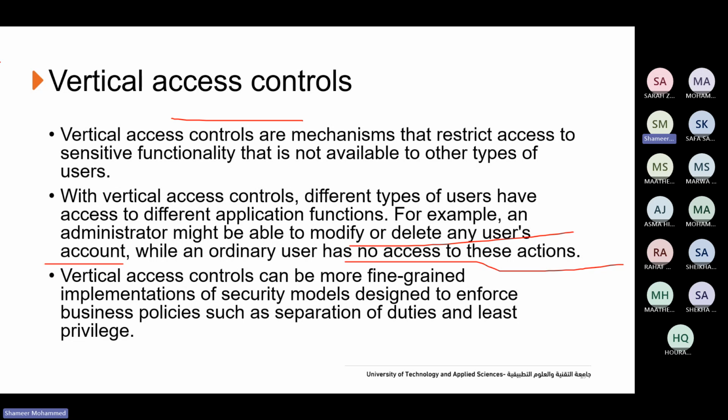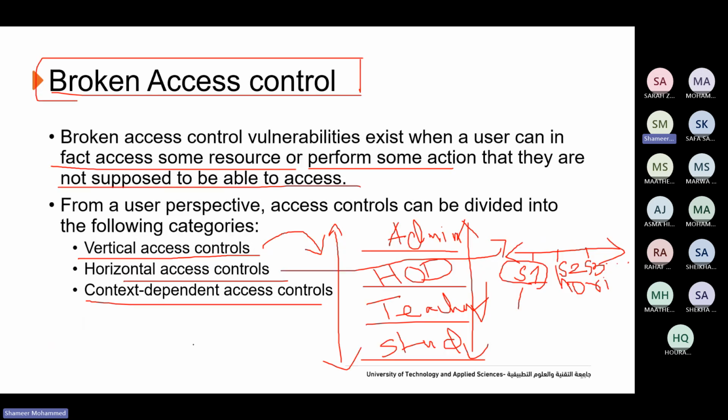So that is the reason we have to implement the policies and privileges. Admin has some privileges: read, write, execute. HOD has some privileges, right? Teacher has some privileges. Student has some privileges like read only, or read and write. Maybe here read, write, and execute. Right? So this is the vertical access control.